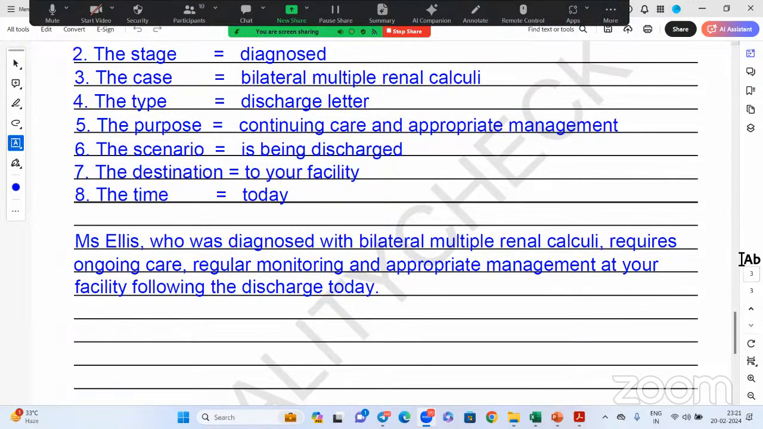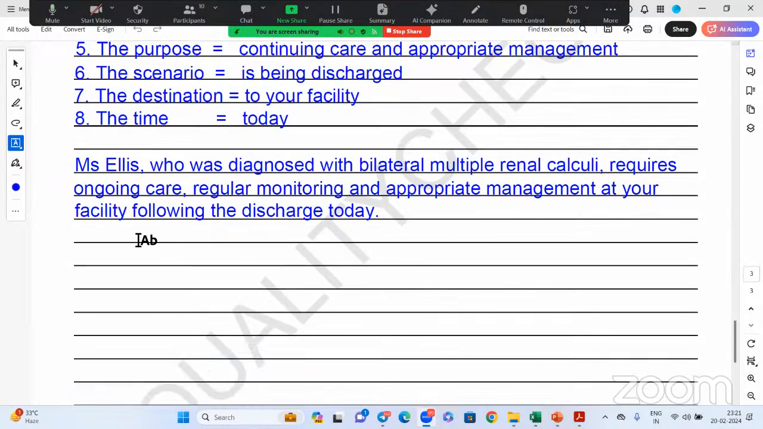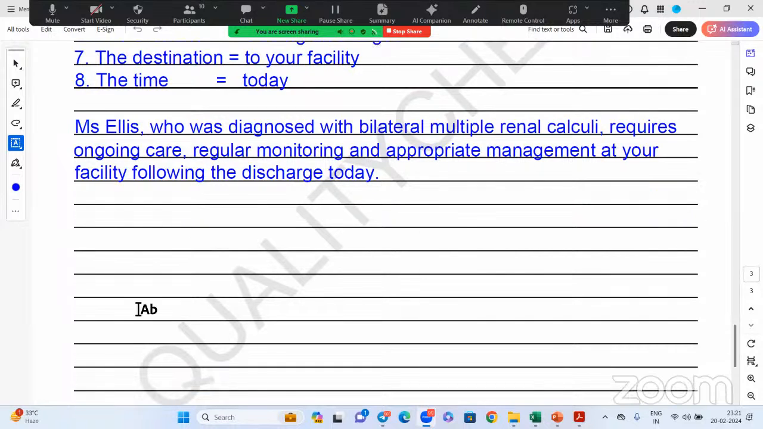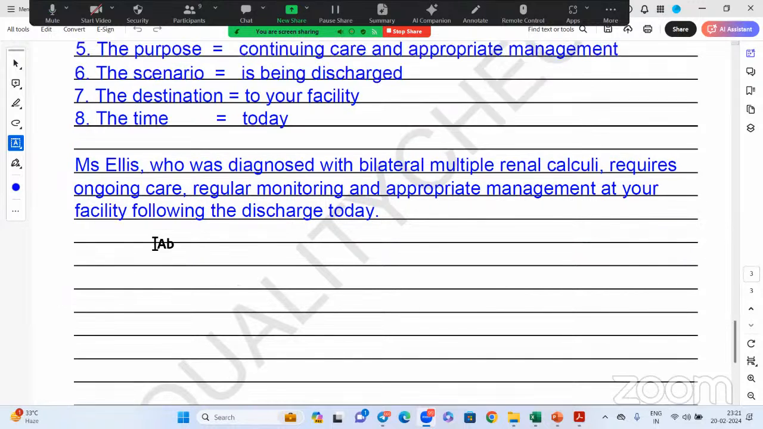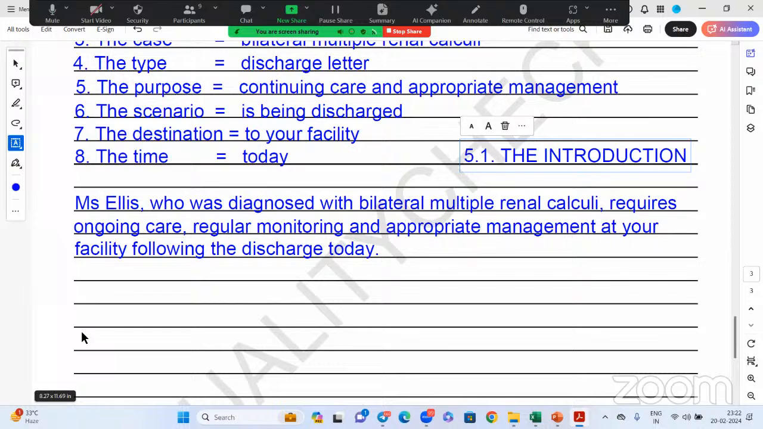Now this is introduction. Okay. Now conclusion we can write in the same way. This is the introduction, so 5.1. This is how you will write the introduction, and the conclusion also you will write in the same way.